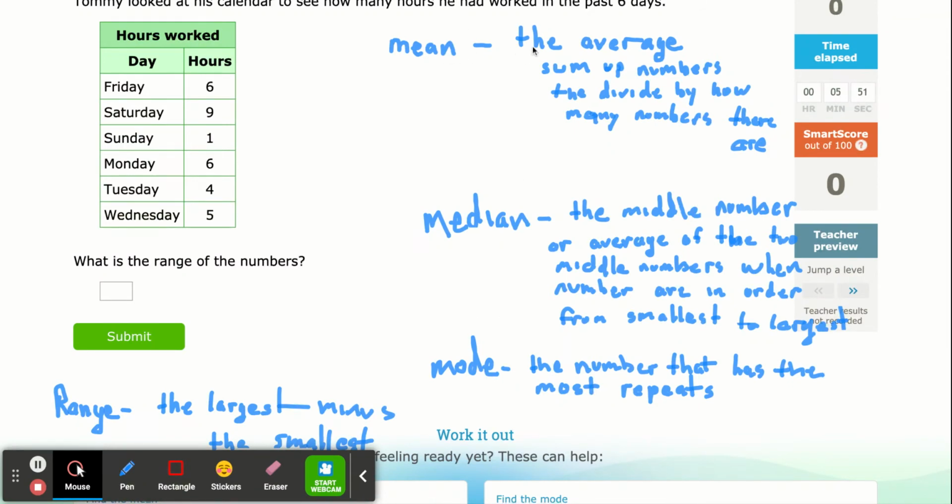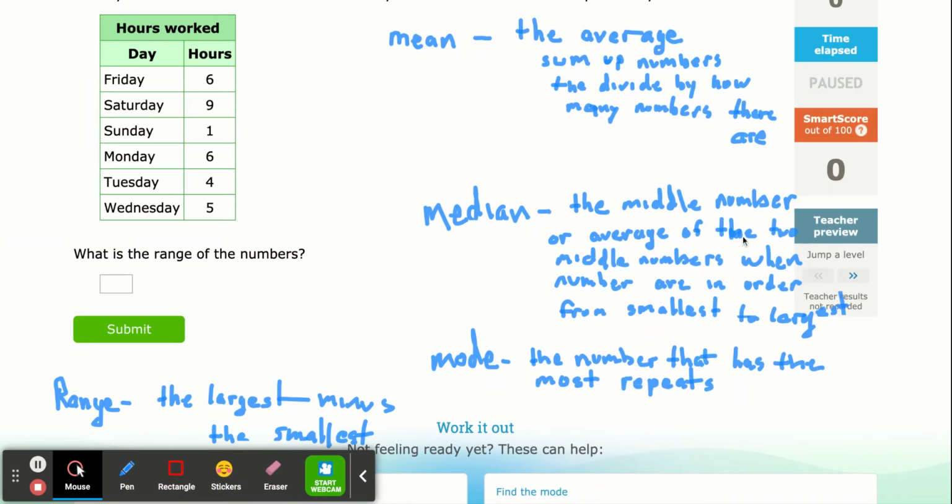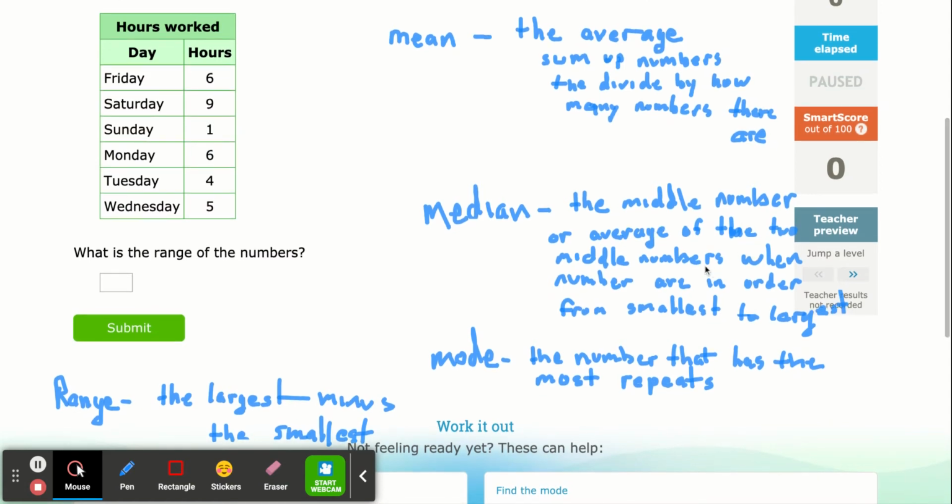The mean is the average of the numbers, which you get by summing up all the numbers and then dividing by how many numbers there are. The median is the middle number, or the average of the two middle numbers if there isn't a single middle number, because if there's an even amount of numbers, there end up being two middle numbers. You take the average of those two. But very important, the numbers must be in order from smallest to largest.